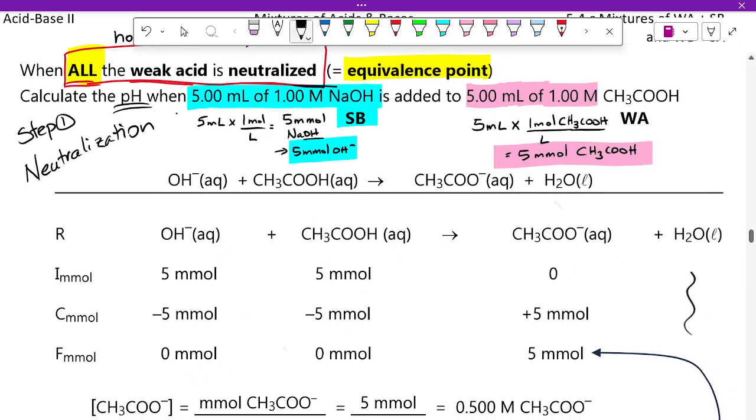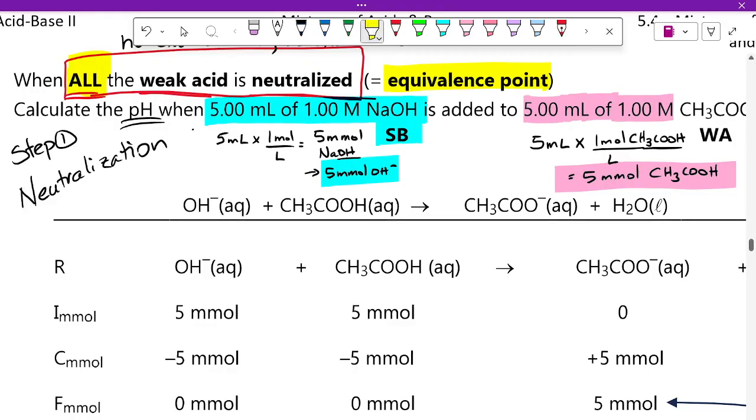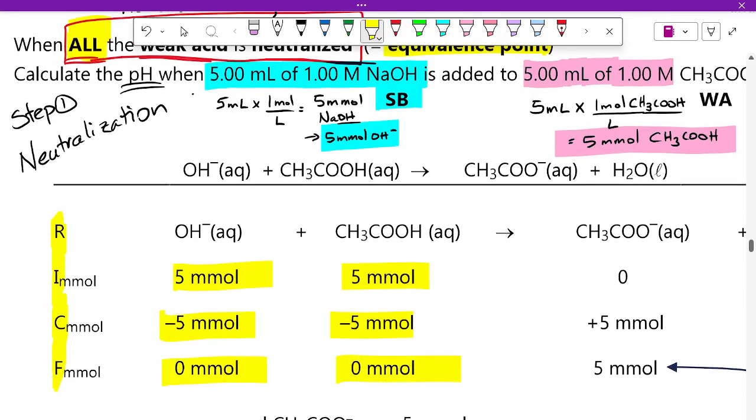Do we really need to show a RICFA table here? Probably not, because the millimoles are the same and everything is 1 to 1. Yes? So we start with 5 millimoles, we start with 5 millimoles. They both get used up completely, and we're left with 0 and 0. How much of the weak base did we make? 5 millimoles, okay? Because it's all 1 to 1 to 1, because we added 5 millimoles there.